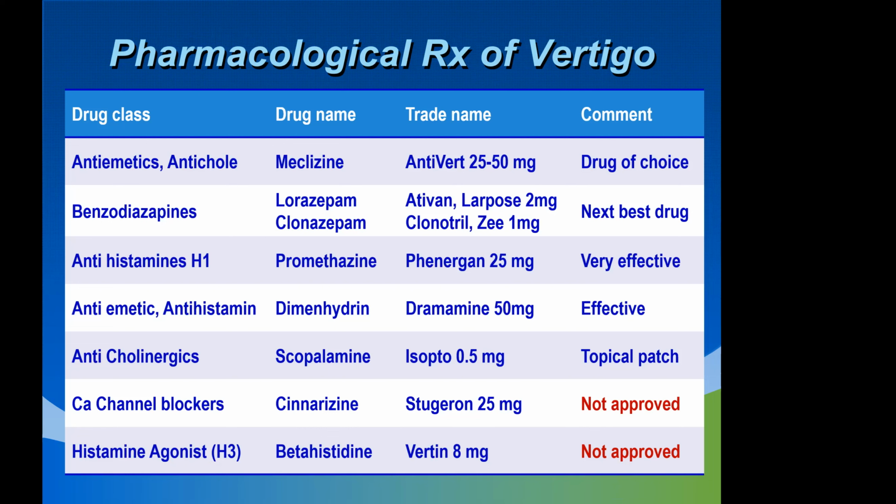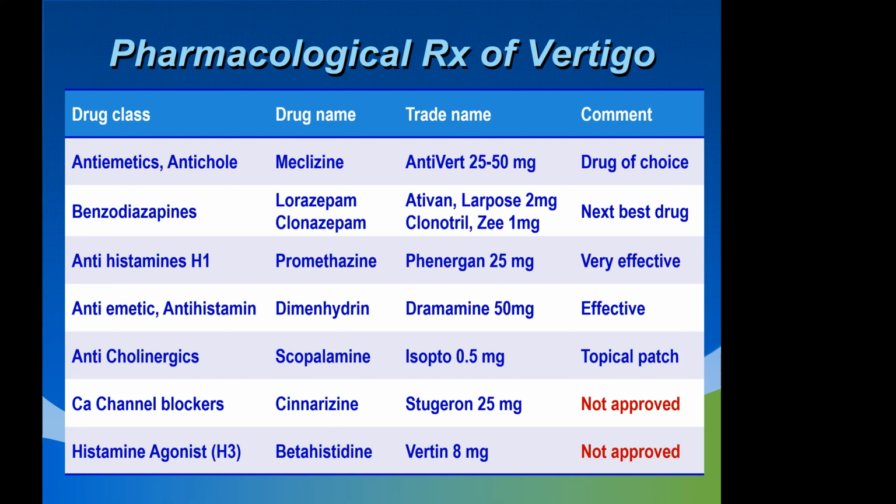Antiemetics and anticholinergics. Meclizine is available as an antivertigo drug. Drug of choice is meclizine. Benzodiazepines, lorazepam, clonazepam, next best drugs. Antihistaminics, promethazine, very effective for vertigo. Antiemetics like dimenhydrinate, Dramamine, very effective. Anticholinergics, scopolamine topical patches can be used.